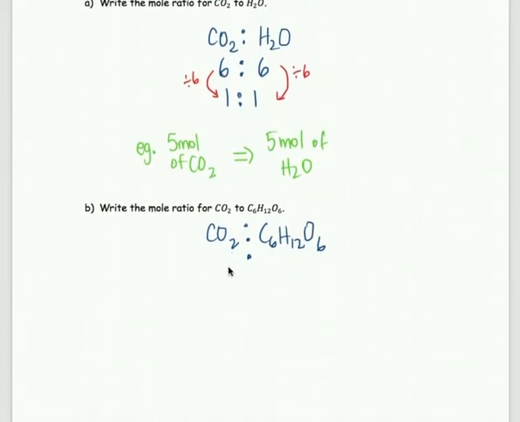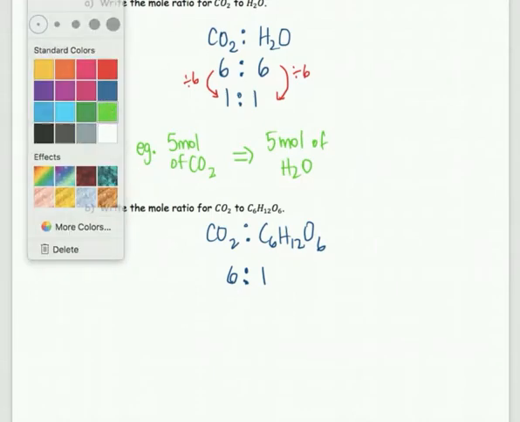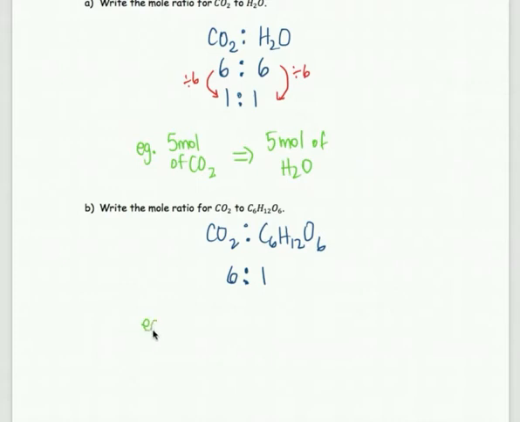So what I want you to do here, so always try to reduce it. You don't have to, I guess, but it's always good to see like if there's only one of one thing, how many of the other is there? So there's 1 glucose to 6 carbon dioxides. Okay. All right. So now if we do an example like the one we did before, so say I had 5 moles of carbon dioxide again to start with.